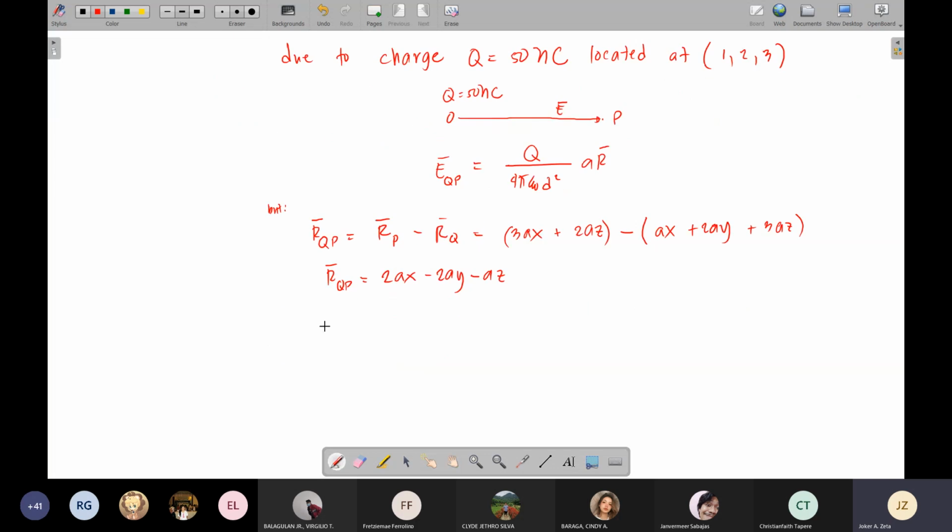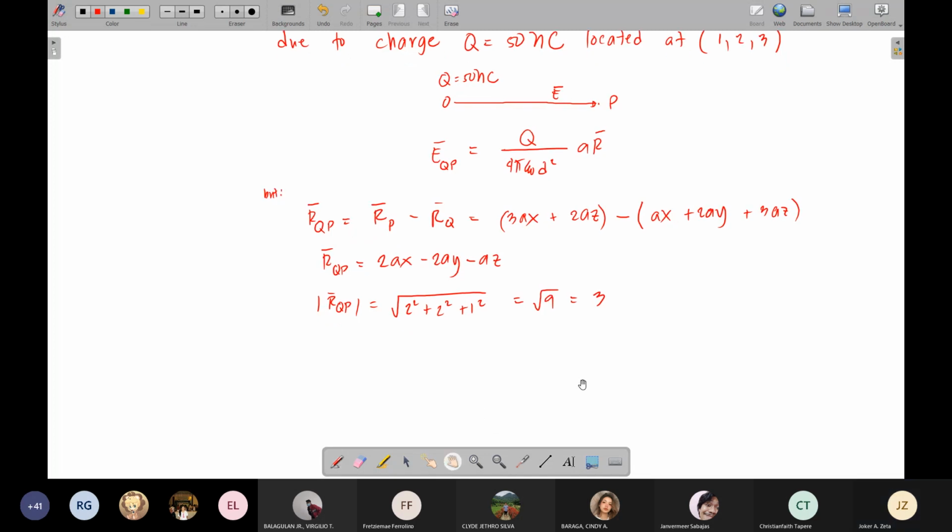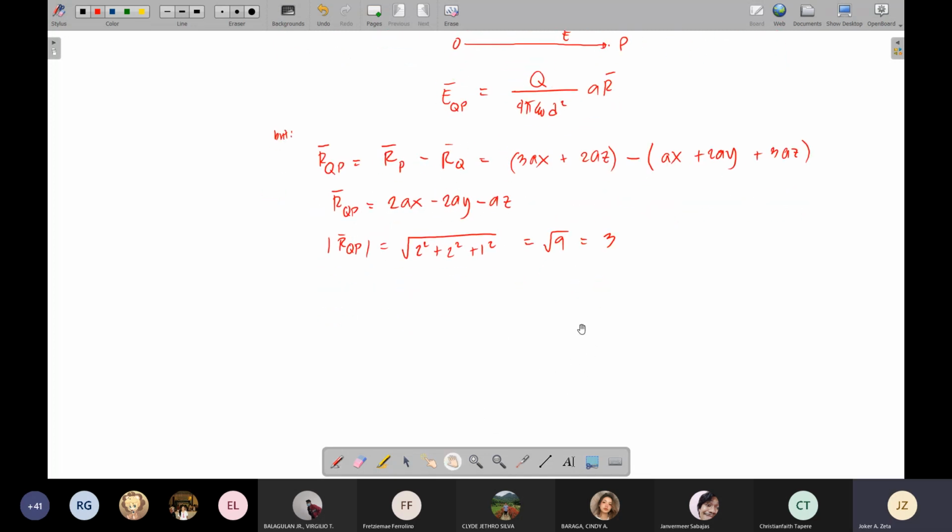And then also, solbahon gihapon nato ang magnitude from Q to P would be square root of 2 squared plus 2 squared plus 1 squared. Or that is 4 plus 4, 8 plus 1, 9, square root of 9, or that is 3. Okay? Then, after that, same ra gyud gihapon nga process sa Coulombs law.